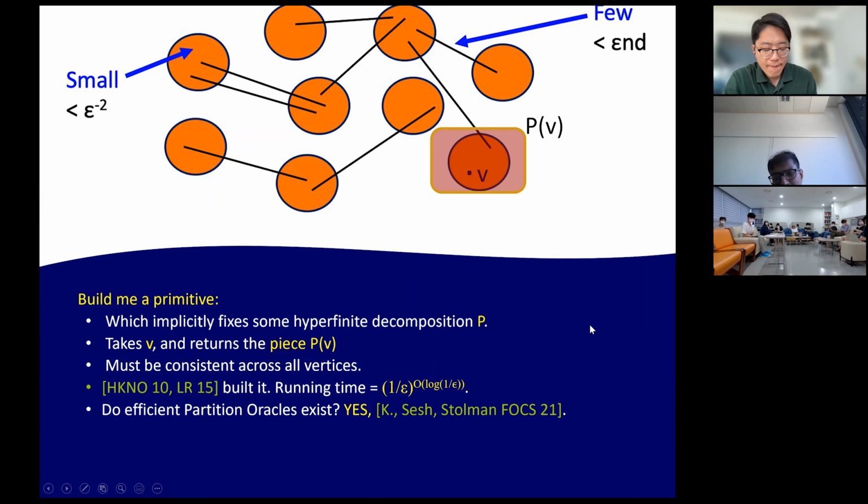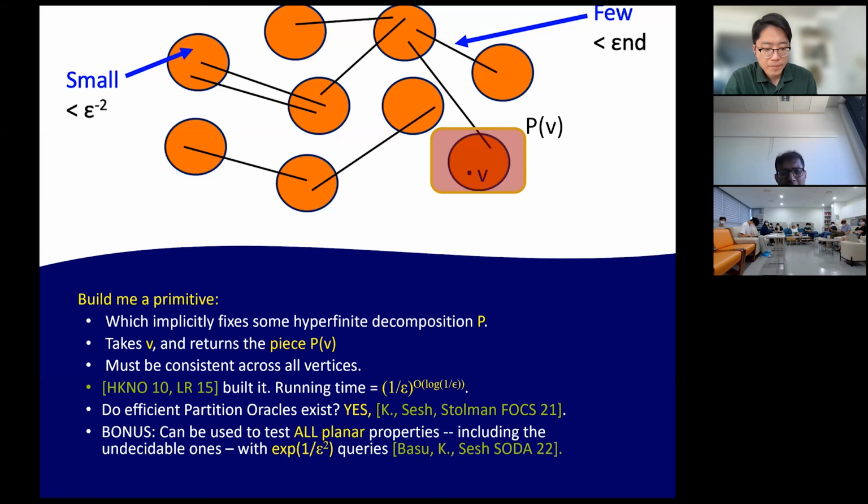And we showed that it has lots of applications in graph property testing. Namely, you could test every single property of planar graphs with a mere query budget of exponential in 1/ε². We showed in SODA '22 that every single planar property, including the undecidable ones, could be tested with a mere query budget of exponential in 1/ε². We also showed that this result is tight.